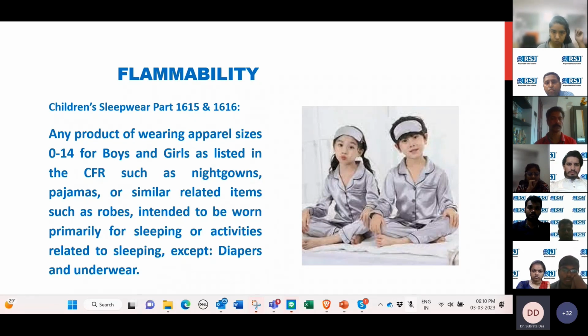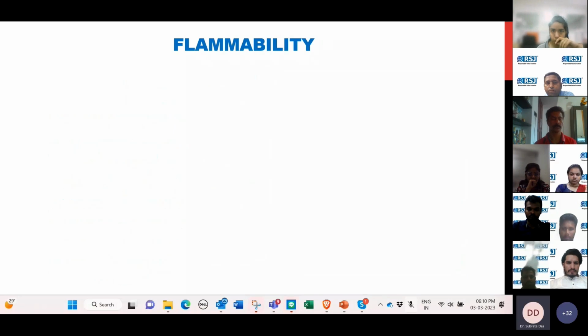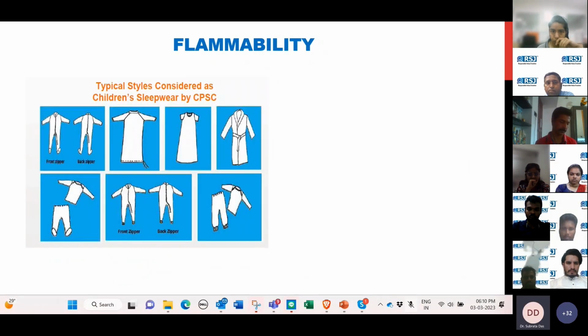They look at the design of the garment. Based on that, the testing is decided, whether it comes under this category or not. Now, there is an exception for diapers and underwear. Children's diapers and underwear do not come under these flammability regulations. So these are some of the important points of the particular standards of children's flammability.